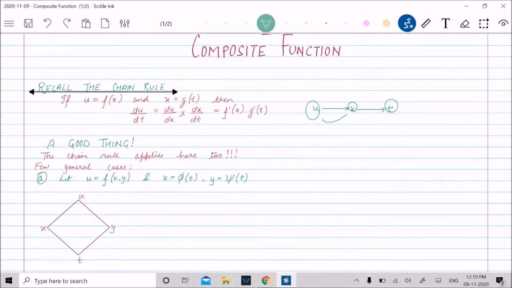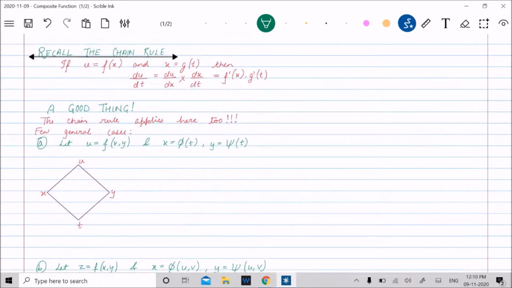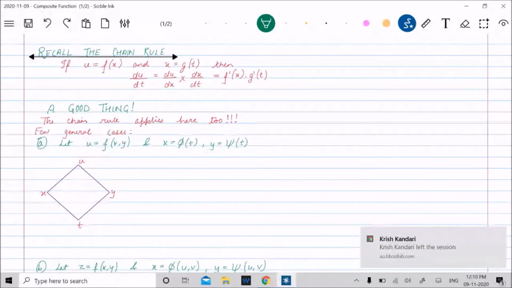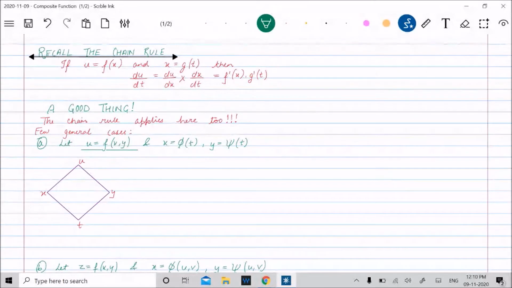Okay. Now, the good thing is that the same kind of thing works here also in composite functions of several variables. The same situation holds. If you have variables which are depending on one another in turn, then you can always use this chain rule, right? So, first case, if u is a function of x and y, you need to see this picture actually. Just see that u is a function of x and y. We are talking about a function of more than one variable.